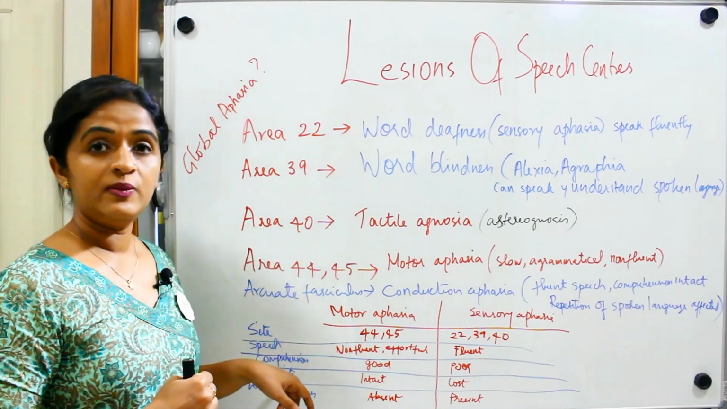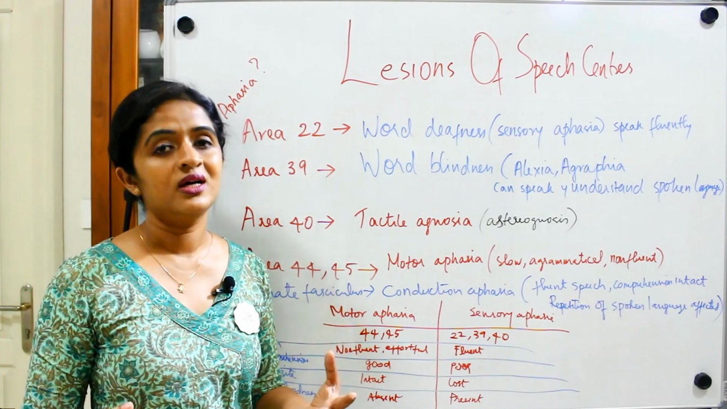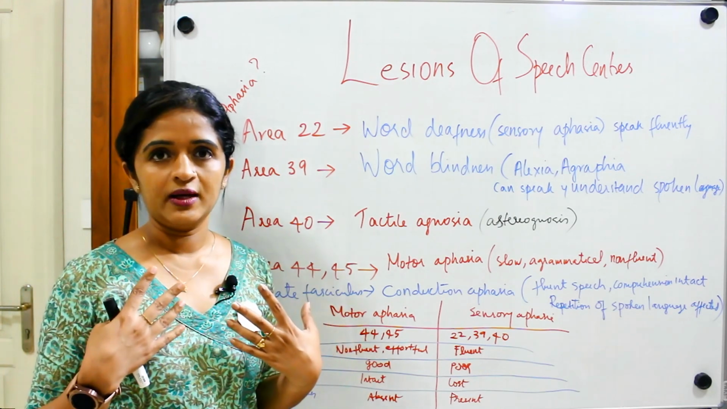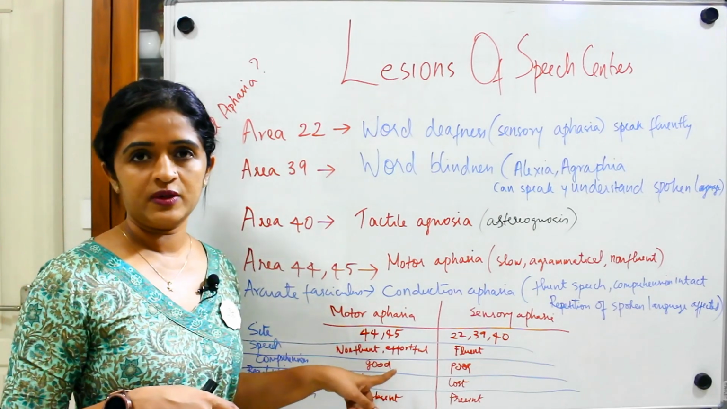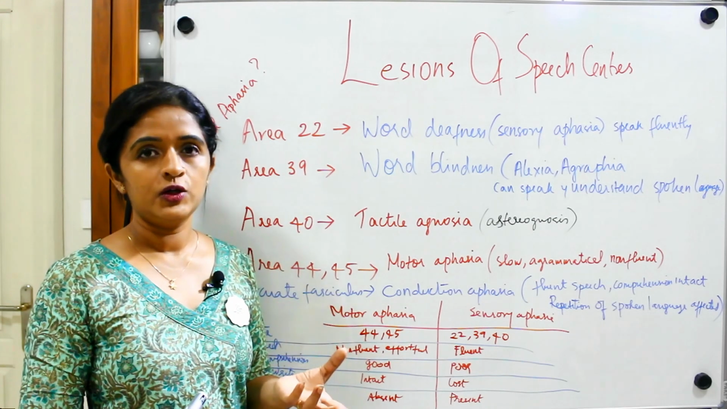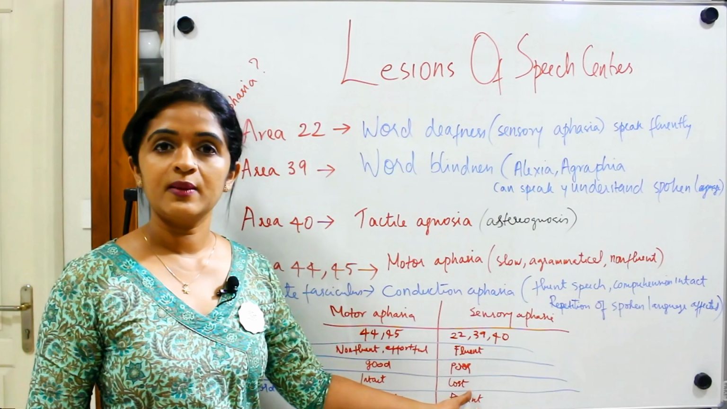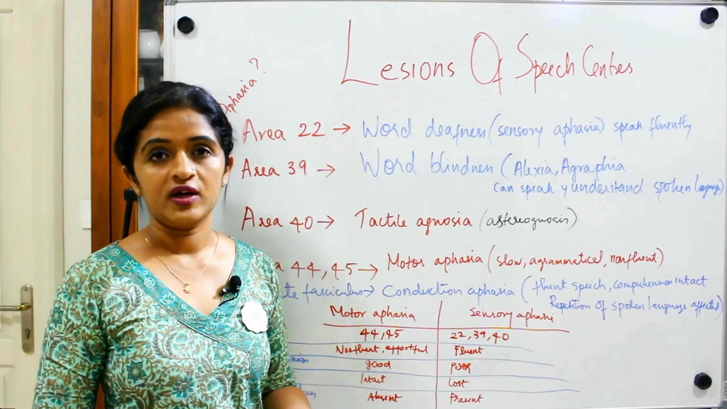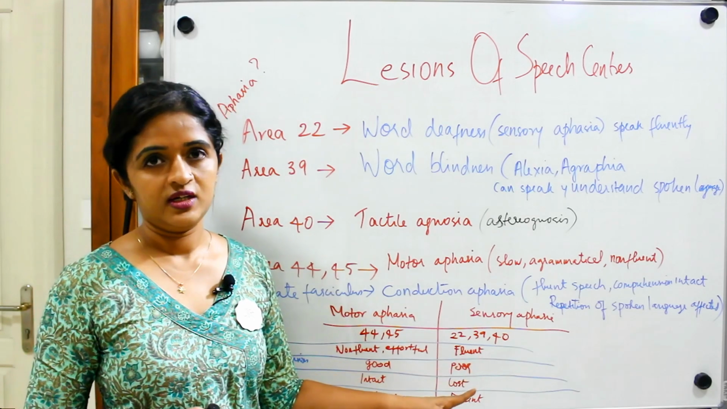Now what about the ability to read and write? Reading and writing, again, is a method of understanding the language. So that will actually be intact in motor aphasia, because motor aphasia is just putting out the words into action. But in sensory aphasia, what happens? The ability to read and write, we have already discussed alexia, agraphia, that will be affected and lost.